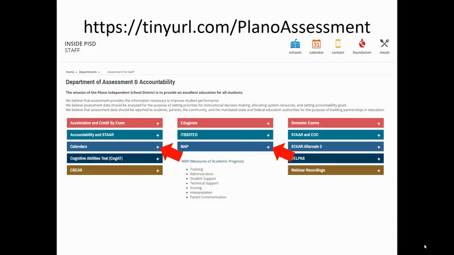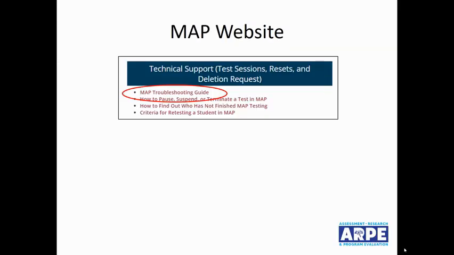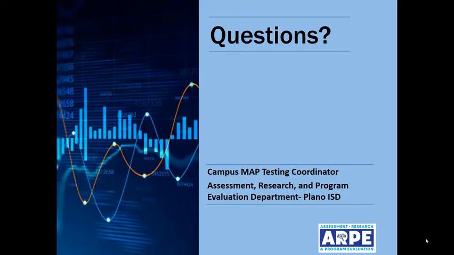This is where you will find the Plano ISD District Testing Calendars. In the center of the page, you'll find Map Resources. Click once to open the accordion, and then click again to access the page. In the Technical Support section, you'll find the Map Troubleshooting Guide. Almost every question that you would encounter while administering MAP can be answered by referring to the Troubleshooting Guide. It is handy to have that with you when you are testing students, especially for the first time.